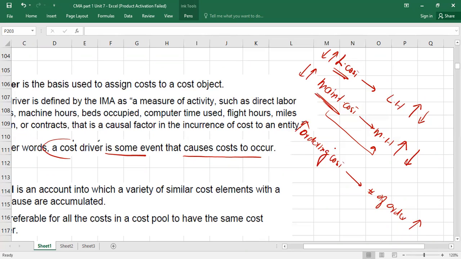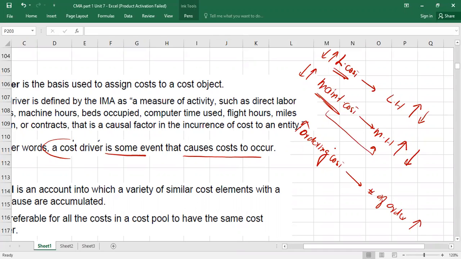Understood? And you are driving cars on a daily basis. Petrol cost: what is the cost driver for petrol cost? Maybe the kilometers driven, right? If you drive more kilometers, petrol cost will go up. If you drive fewer kilometers, petrol cost will go down, right? So this is also a cost driver. Right or wrong? The cost driver for rent maybe could be square feet. If you take more square feet on rent, obviously rent cost will increase. If you reduce the square feet, maybe rent cost will decrease. Obviously, a cost driver means the factors or events which cause the cost to occur.